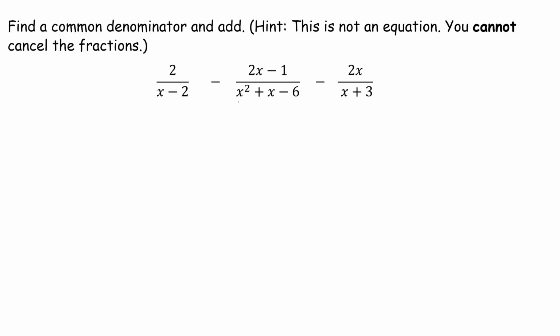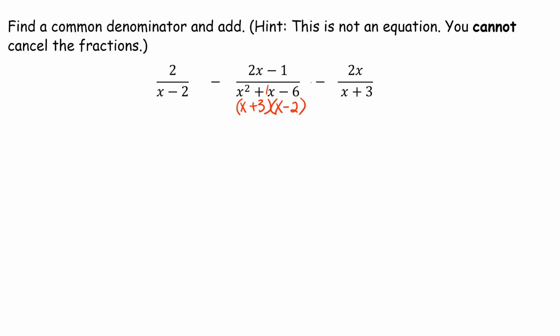So I know that I could rewrite this denominator as x, and then plus 3 minus 2 will give me the -6 for the product, 3 times -2, and add up to +1 for that.